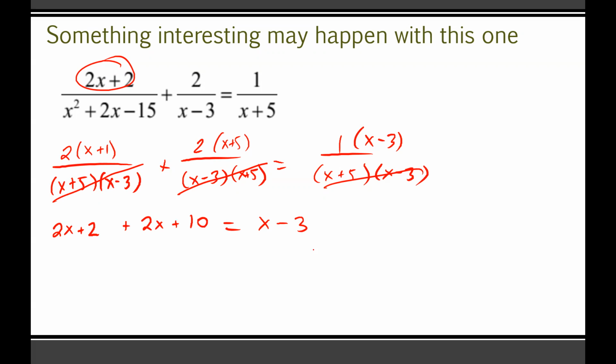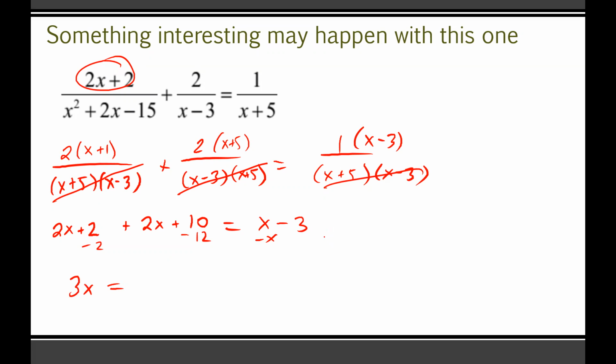And then once again, let's combine all of our like terms. I'm going to bring all my x's over to one side, so I'm going to minus x here. And then I'll move my numbers to the right side, so I'll minus 2 and I'll minus 12. This is going to give me 2x plus 2x, which is 4x, and then minus an x is going to give me 3x equals negative 3 minus 12, which is negative 15.